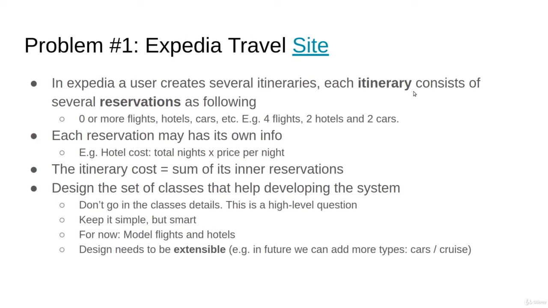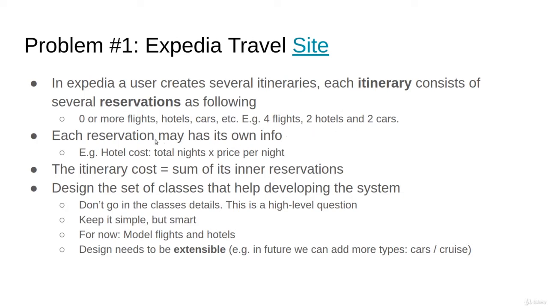Each one of them consists of several reservations. For example, your full reservation could be that you have maybe 0 or more flights, hotels, cars, and so on. For example, your overall itinerary is 4 flights, 2 hotels, and 2 cars, and so on.